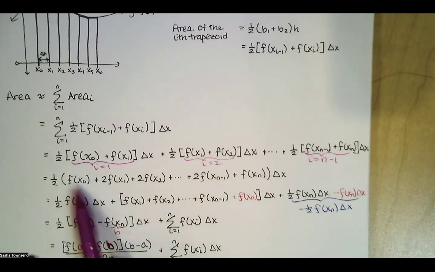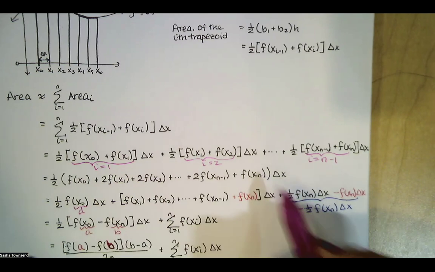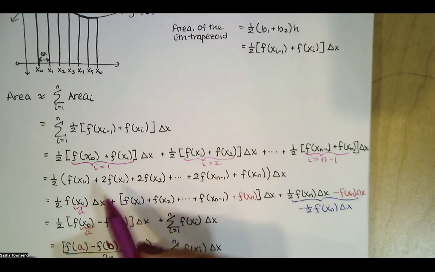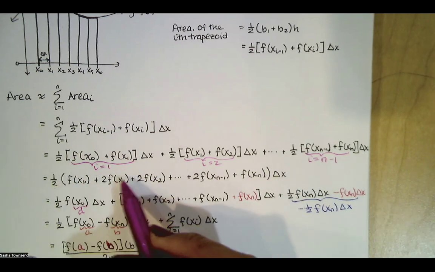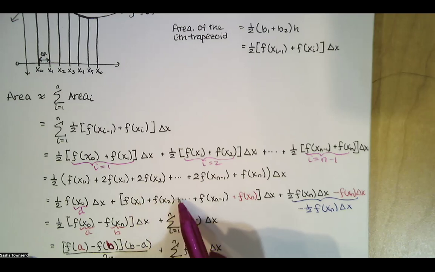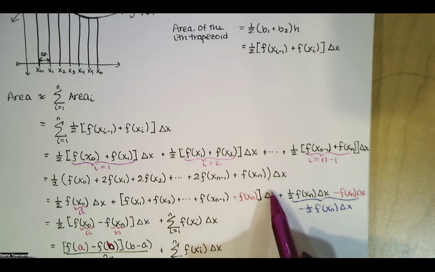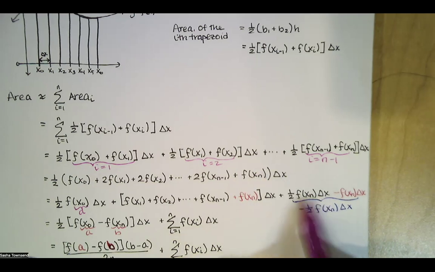If we distribute that 1/2, we have 1/2 times f of x naught, or that's also f of a, if we prefer, times that delta x. And then if we distribute this 1/2 to all of these, we have f of x sub 1 plus f of x sub 2 all the way through f of x sub n minus 1. So we've got that, and that's being multiplied by delta x. And then we have this 1/2 f of x sub n. So that would go out here.